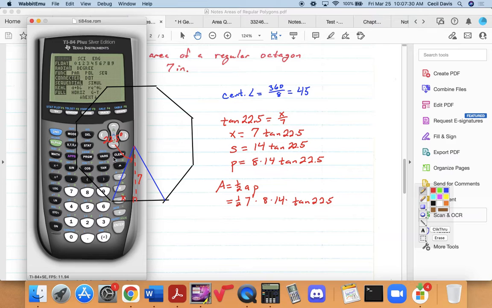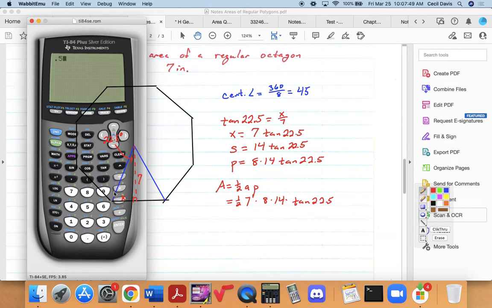Since I turned mine off, I've got to go back and set it back to degrees. Nice thing about it is it stays in degrees unless you reset it, or I think if you change the batteries, it resets also. So just something to be careful of.